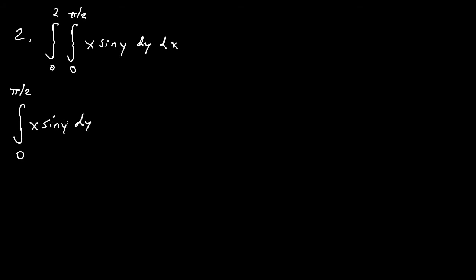So now, since we're integrating with respect to y, y is going to be the variable, x is a constant. So if x is a constant, I can basically take that outside of the integral and rewrite it as x times the integral of sine of y dy.